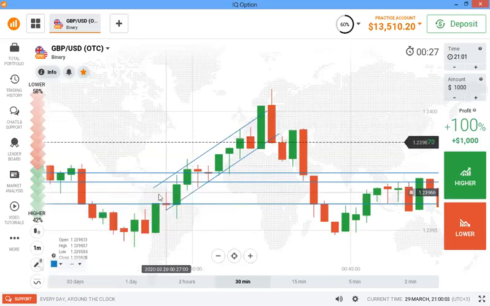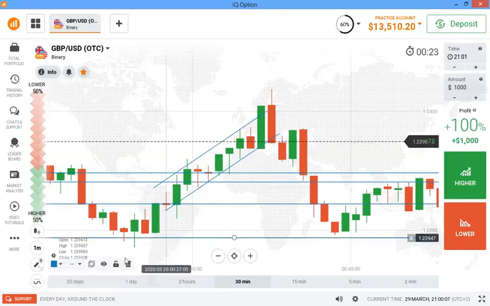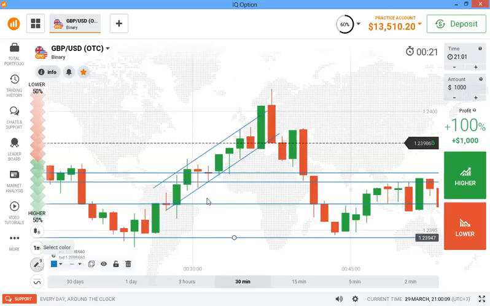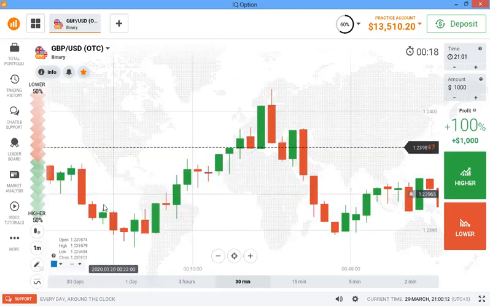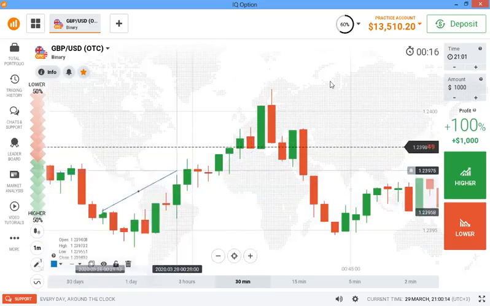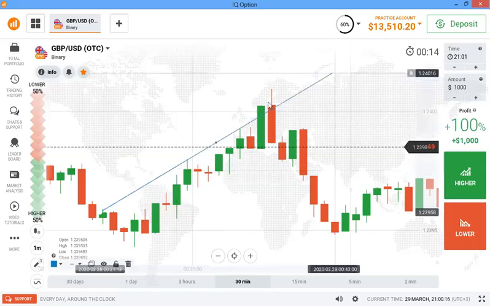Look at here, the market started from here. You want to draw your line very well. The market started from here like this, lower side.